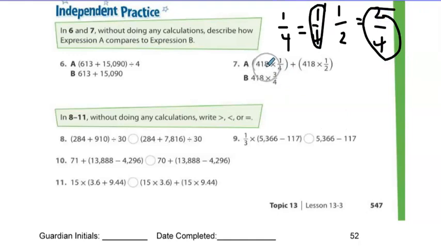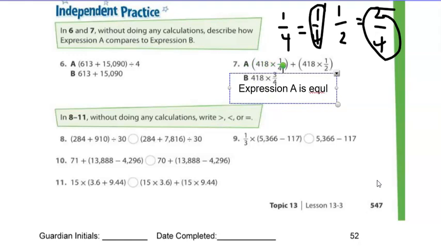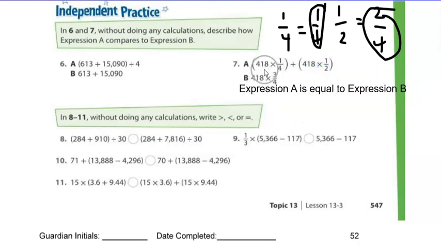So basically what I'm doing is I'm taking this problem and I broke it apart. But in all reality, you are taking 418 times 3/4. So expression A and expression B are equal. You would say expression A is equal to expression B because you're doing the exact same thing. You're taking 418 times 1/4, 418 times 1/2, and adding those together, which is basically the exact same thing as taking 418 times 3/4.